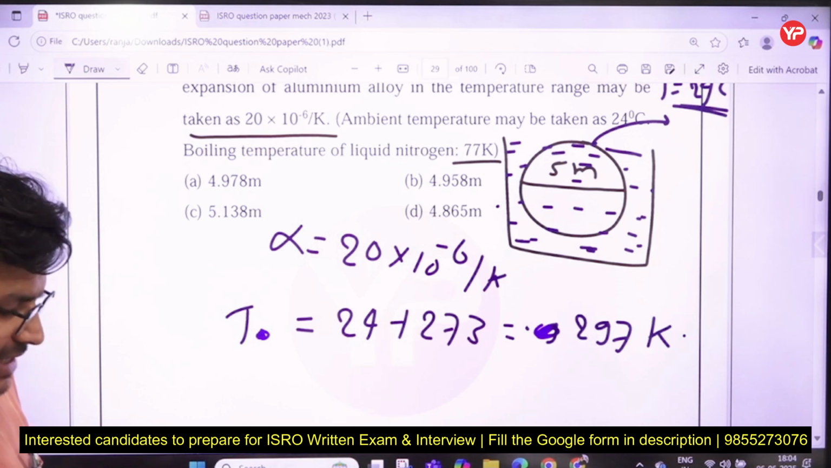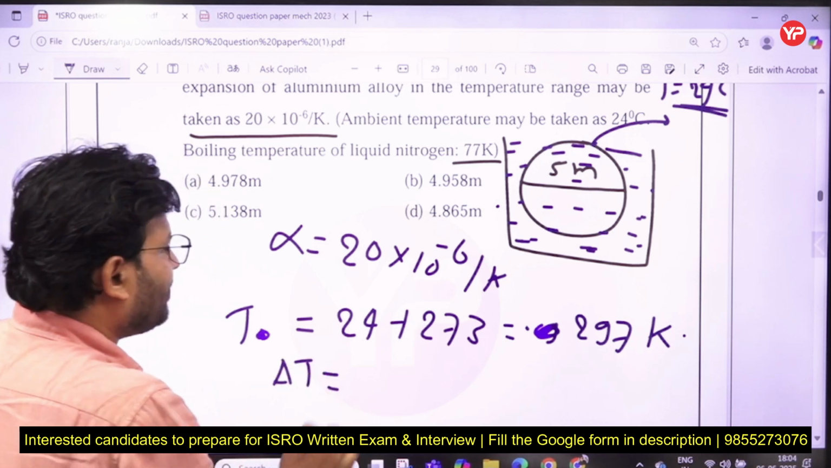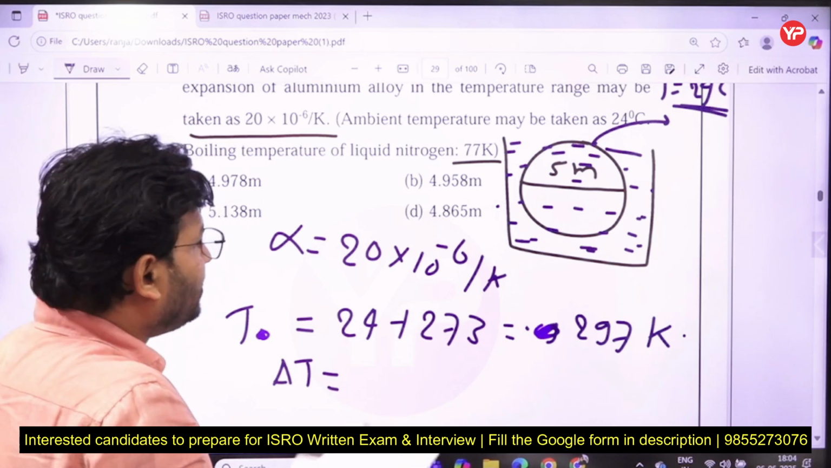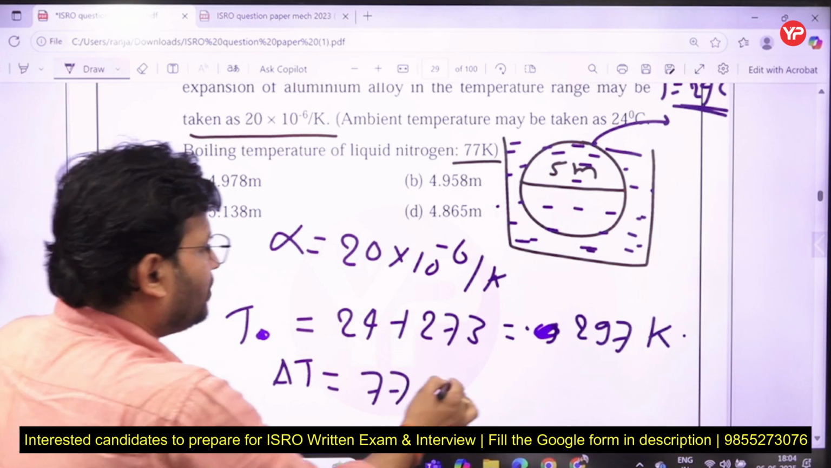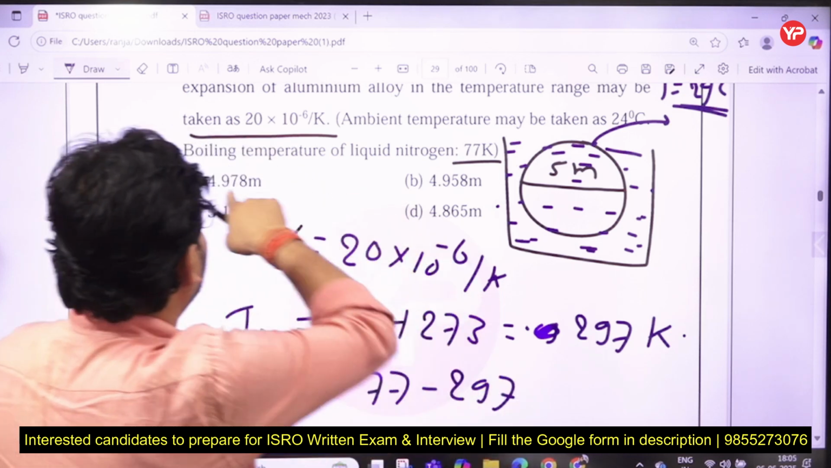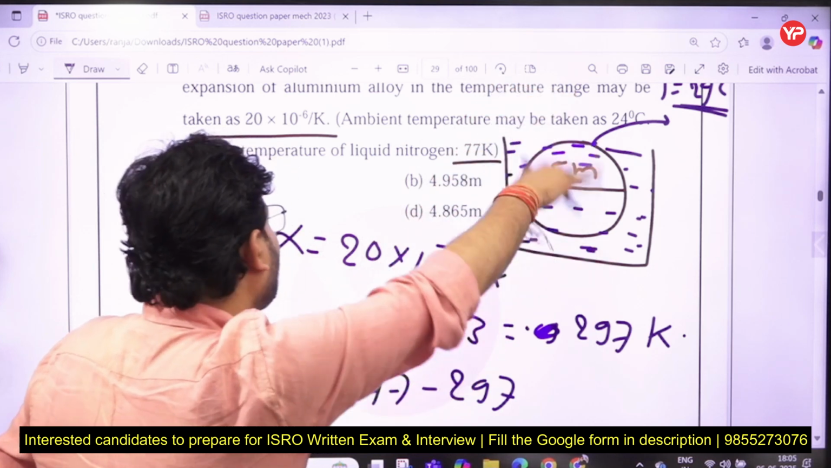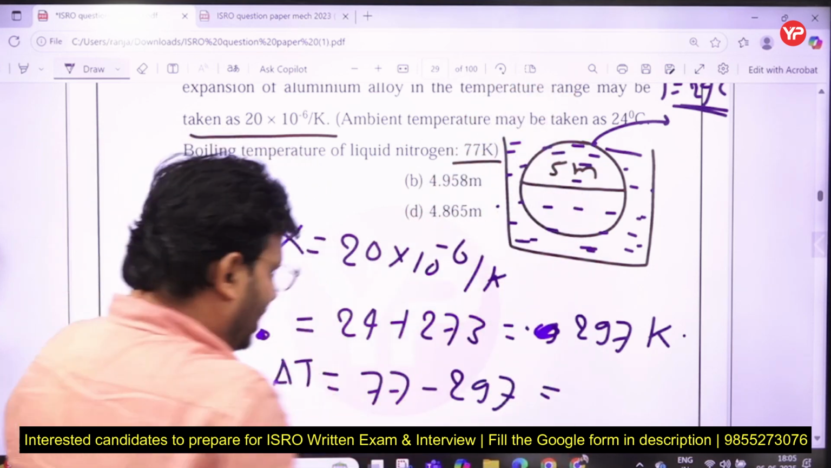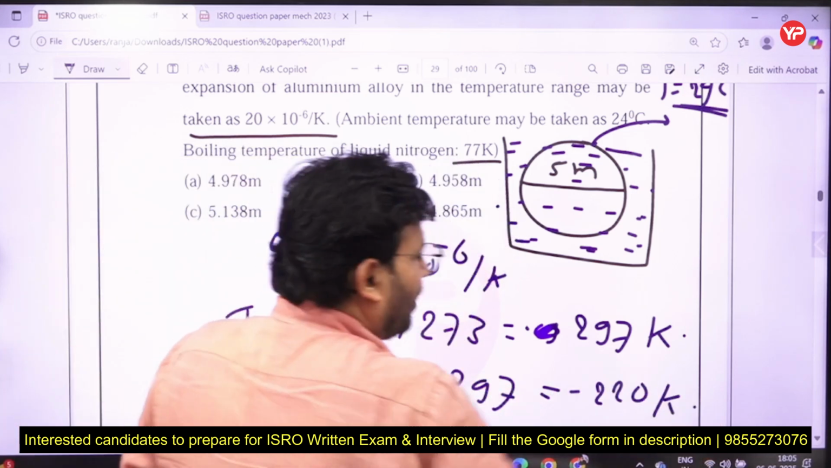Sir, what will be the change in diameter? Okay, what will be delta T? Delta T is final minus initial temperature. The final temperature is 77, the boiling temperature of liquid nitrogen, and the initial was 297. So by solving that, it comes out to be minus 220 Kelvin.